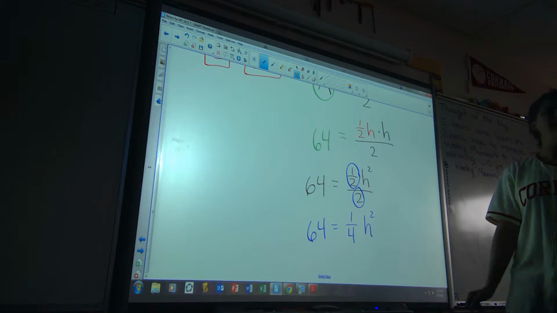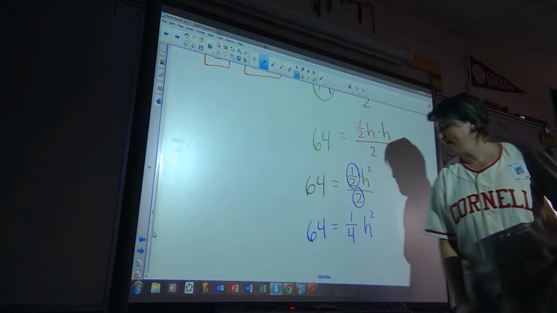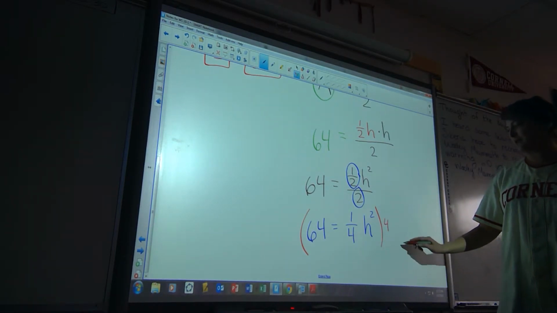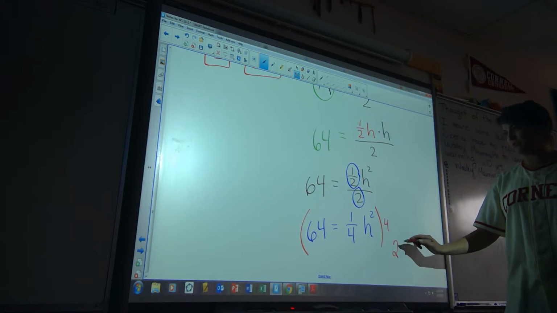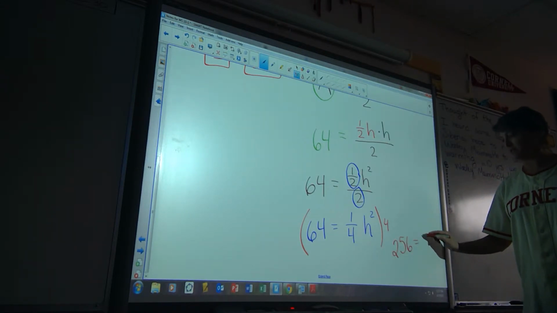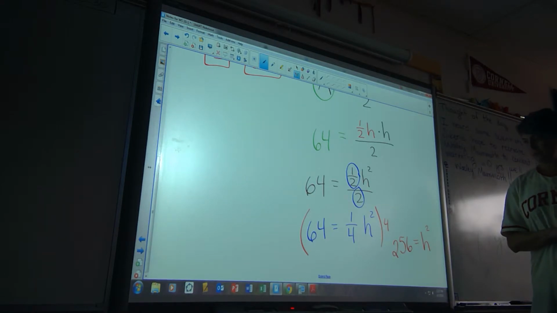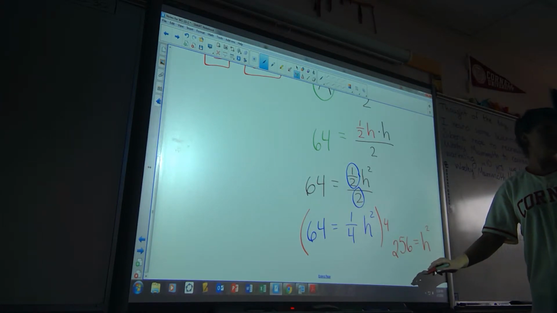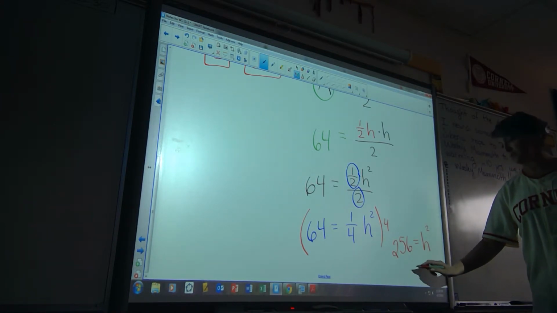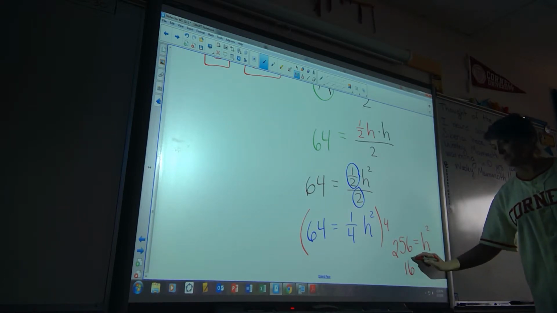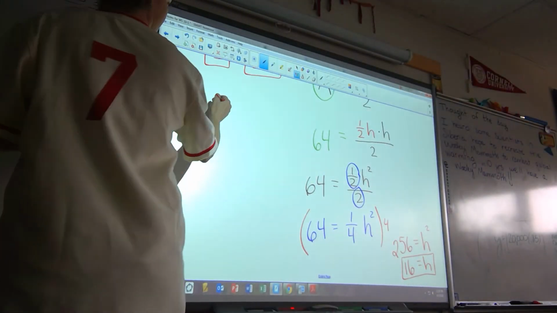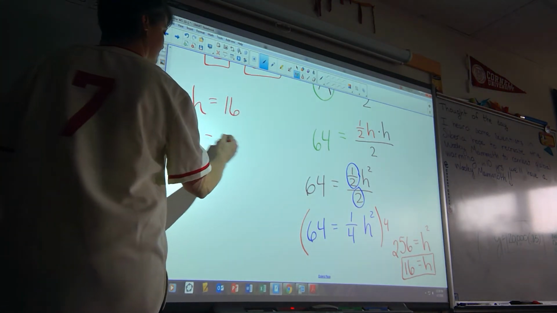Now we should be able to multiply both sides. So now let's get rid of our fractions. Multiply by 4. I'm going to get what? 256 equals h squared. So I think that's what, 16? 32. No. 16 squared is 256. So I just figured out my height, and my base would be half that, so 8. Okay.